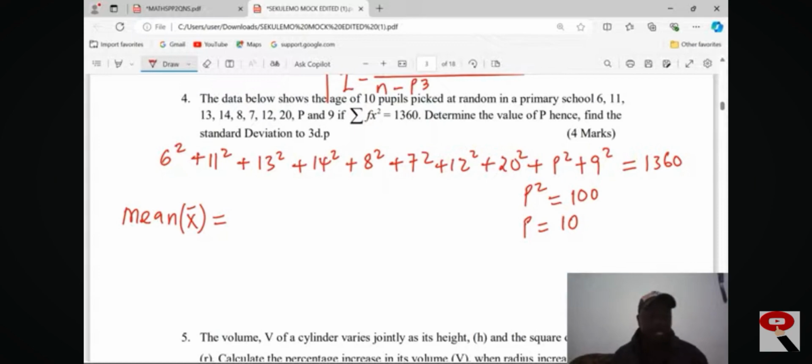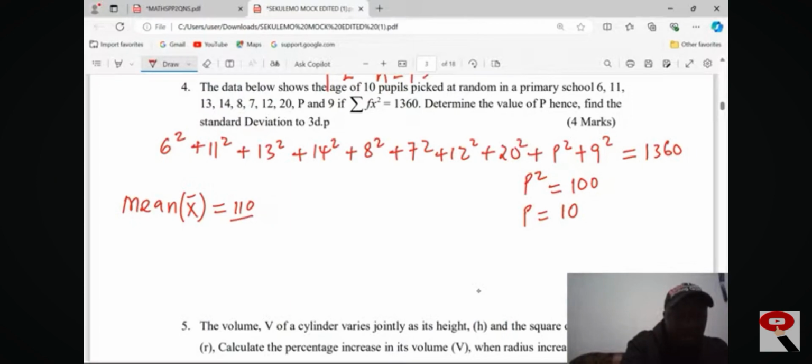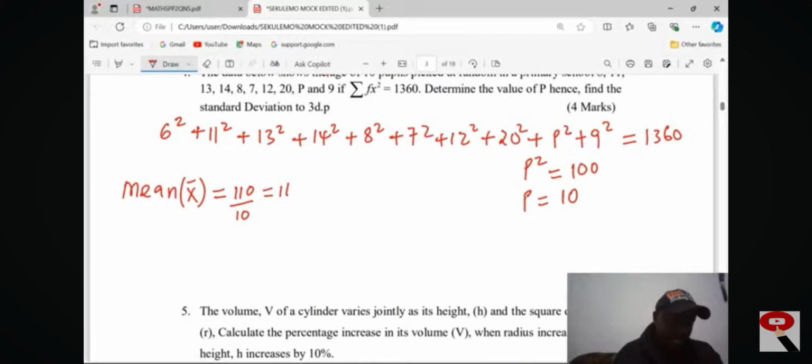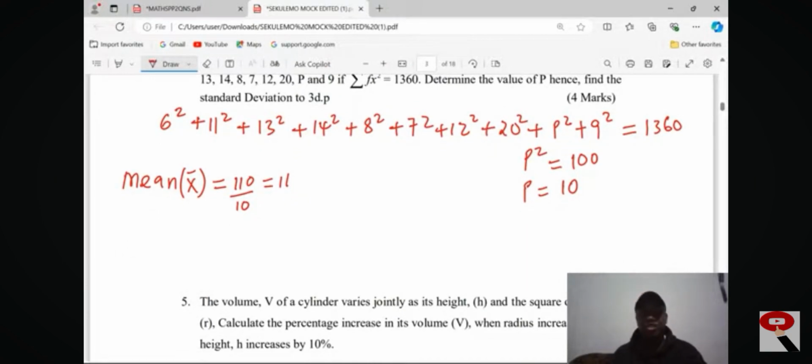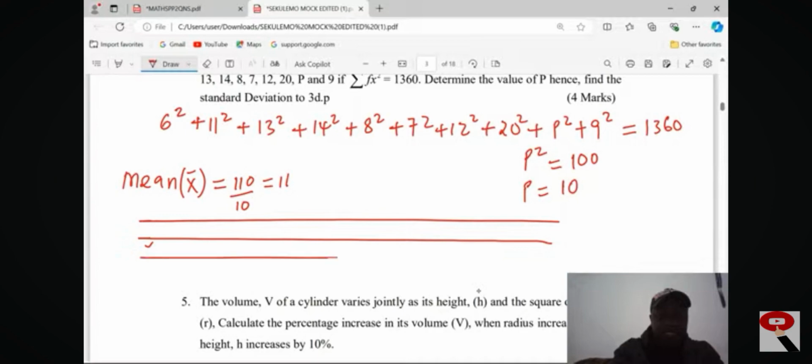I'm getting 110. Then I divide by 10. 110 over 10. So I get 11. So 11 is now the mean. If 11 is the mean, we can get deviations of all the values from the mean. Then we square the deviations and we find the mean of squared deviations, which will be our variance. After that variance, now we can calculate what we call standard deviation.